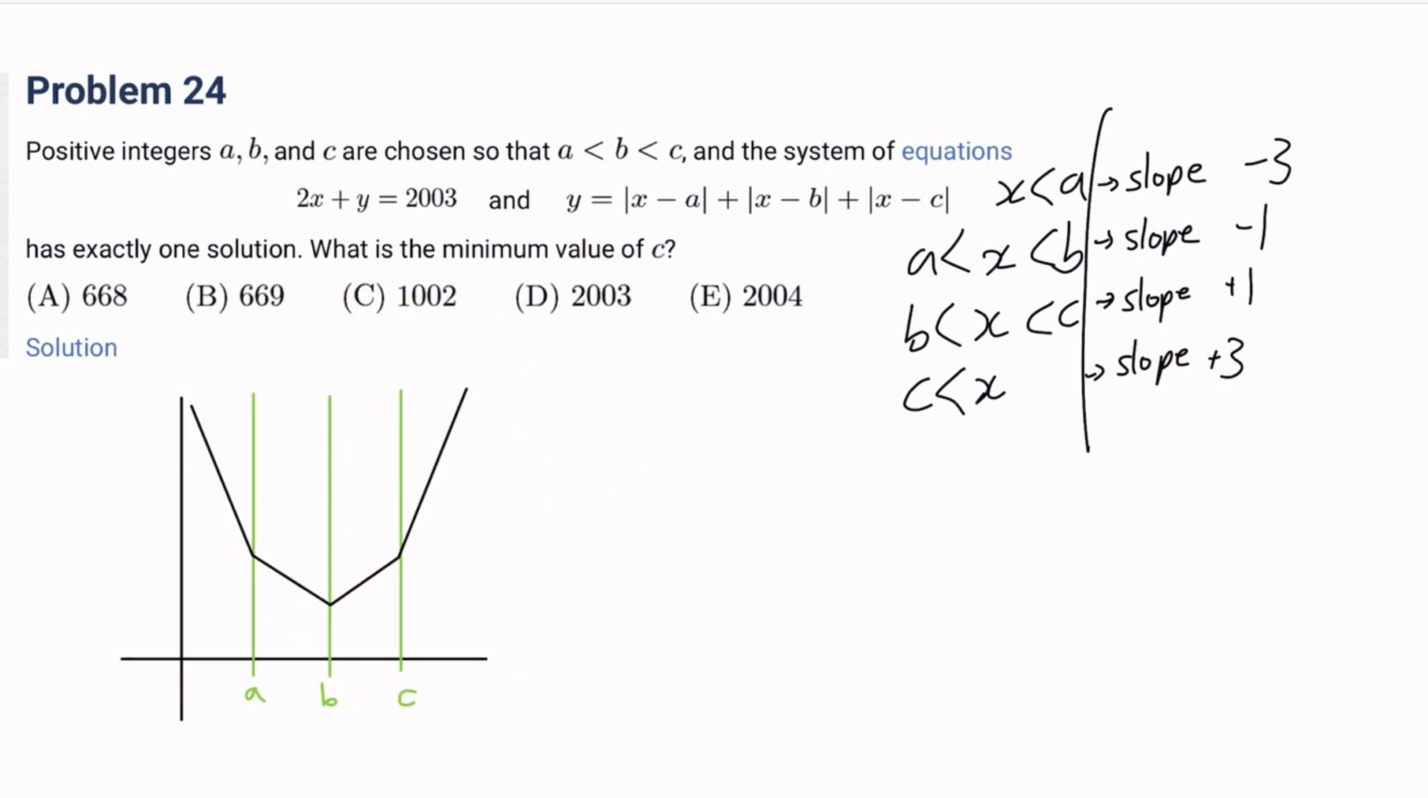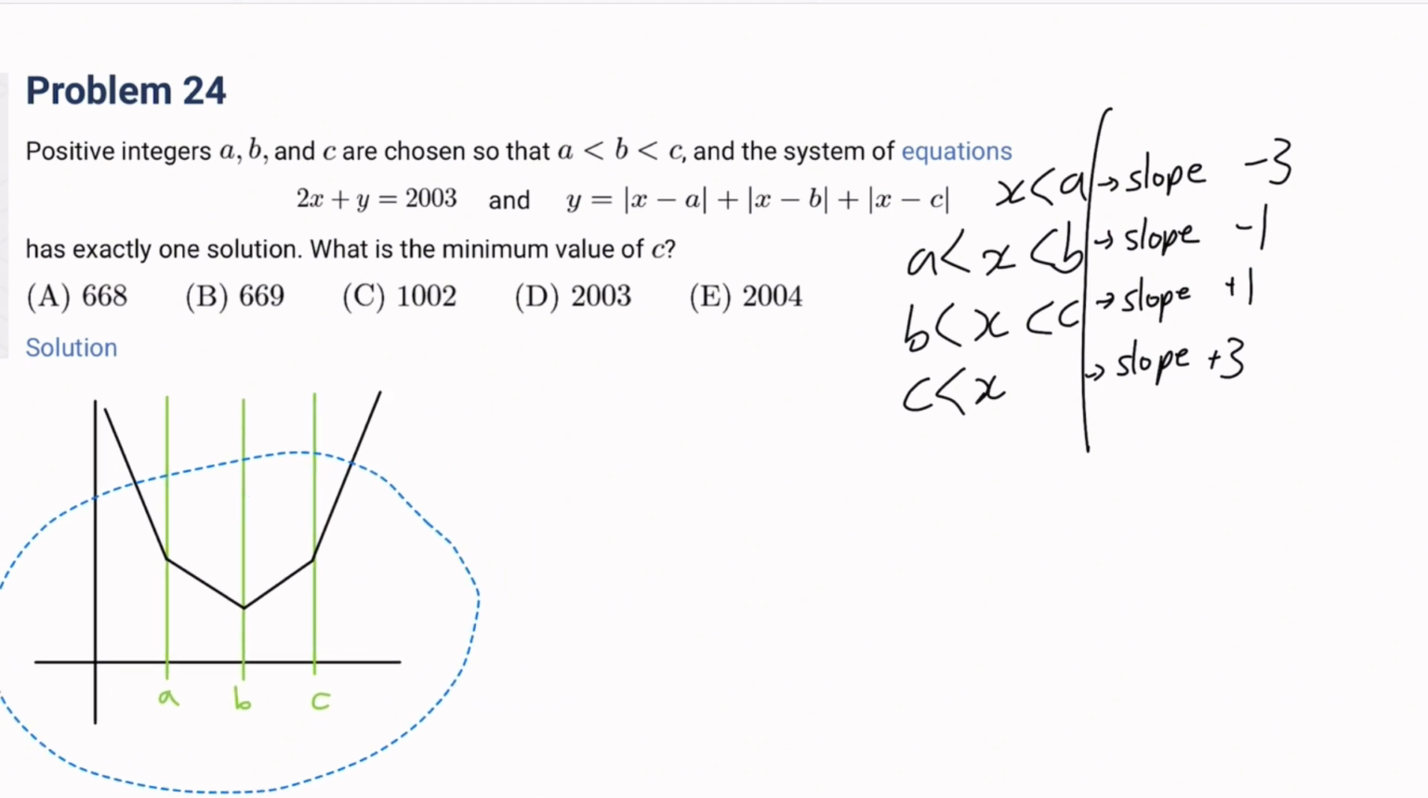If x is less than a, the slope is negative 3, and if x is between a and b, the slope is negative 1. If x is between b and c, the slope is positive 1, and if x is greater than c, then the slope is positive 3, right? And so this would be what it looks like.